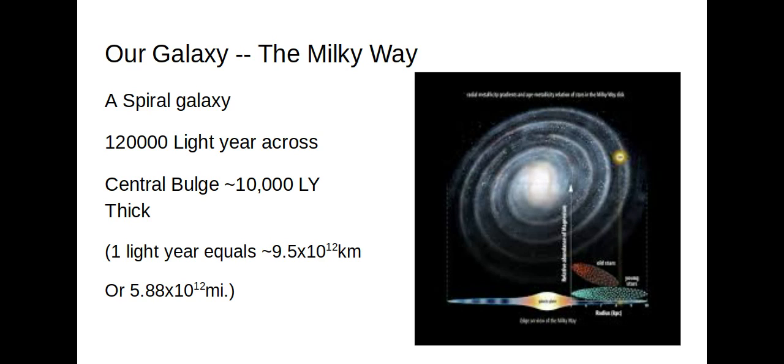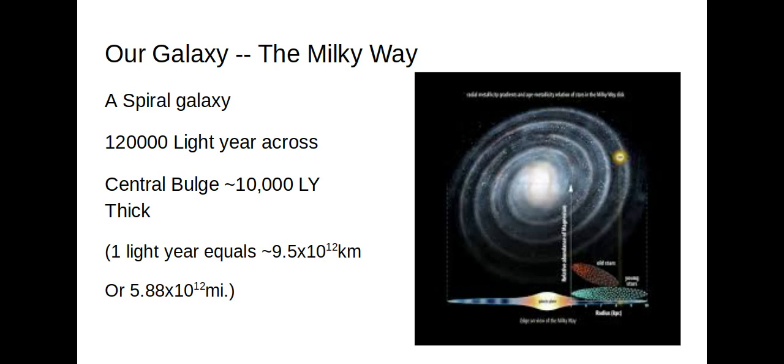It kind of looks like a pinwheel. It's 120,000 light years across. Now, by definition, a light year is the amount of distance light travels in a year. I'm going to repeat that again. It's the amount of distance light travels in a year. Now, a lot of people get confused that light years are a measure of time. They're not.